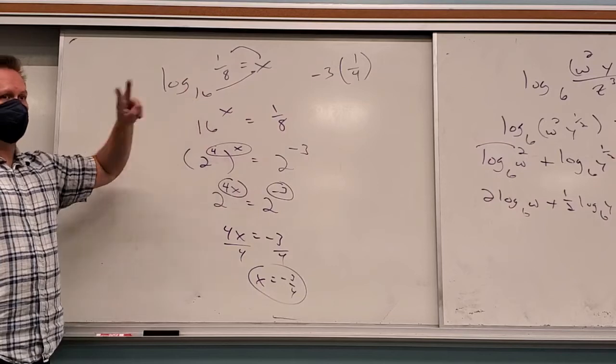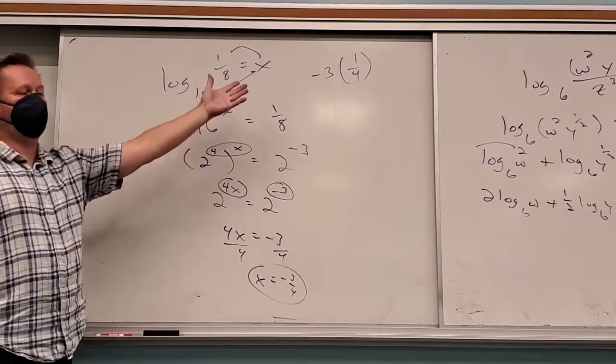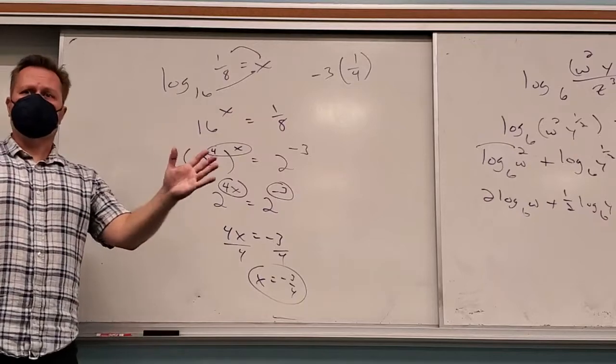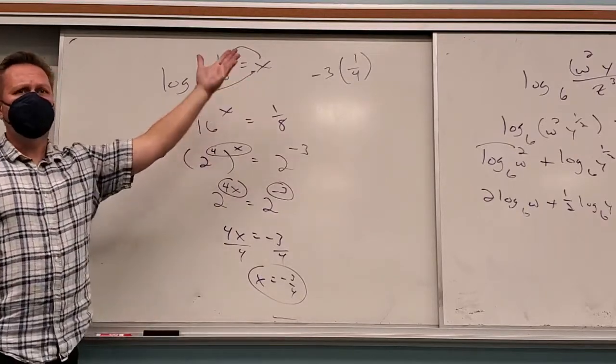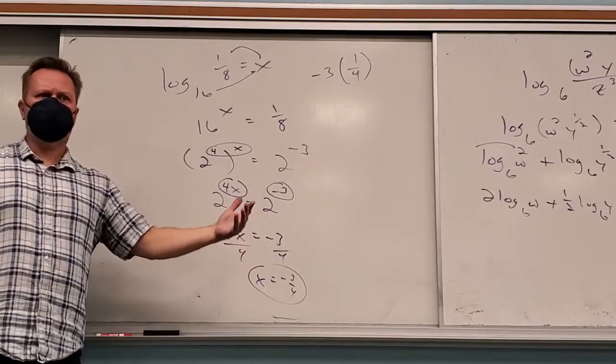4 parts of 16 is 2. 3 of them make 8. So -3 1/4 make 1/8. So -3/4. Now again, do you have to be able to do it the way I just said? No, you got this way. Look, I got -3/4 this way. I don't care which way you do it.